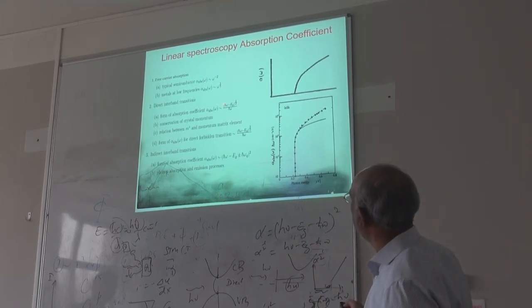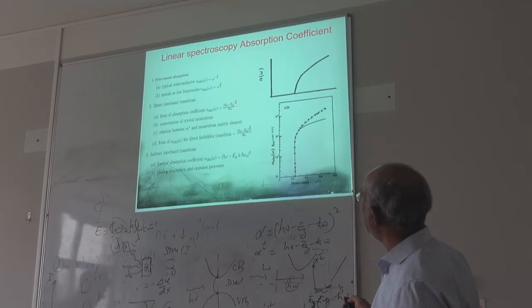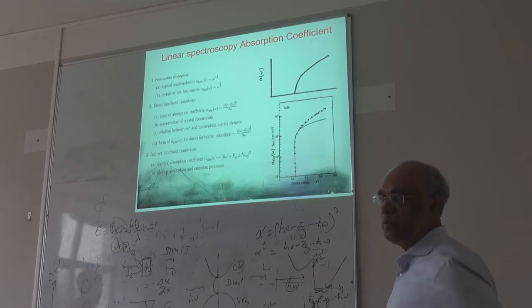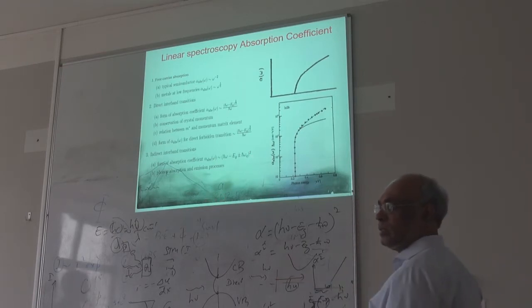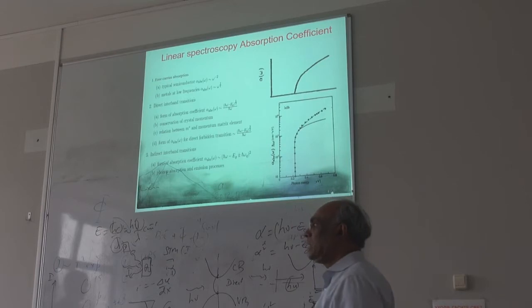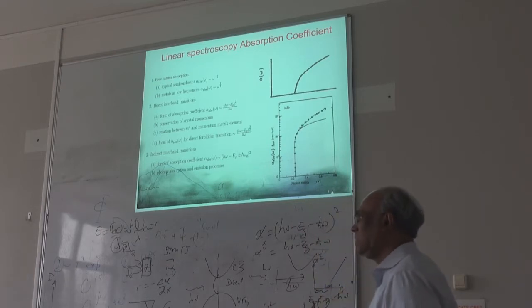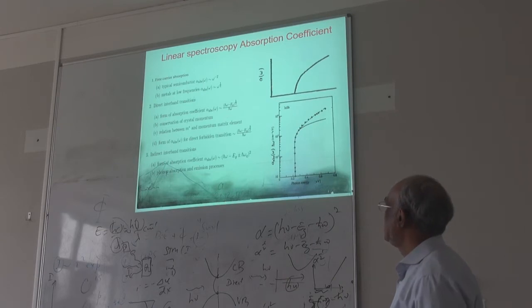So here I have drawn that. For a direct band gap, this is the square root of 1; for an indirect band gap, this is squared. This is very important. This is how people immediately tell whether this is a direct band gap or an indirect band gap. A very quick way to look at that.